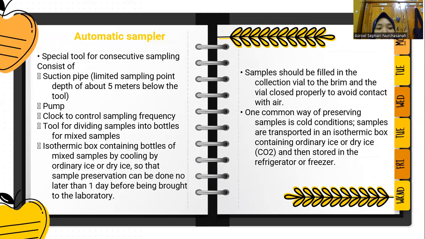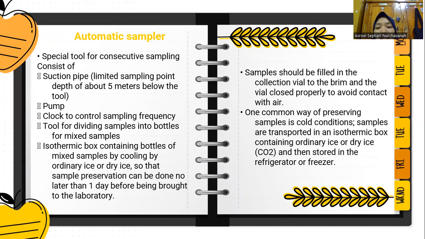Automatic sampler. A special tool for consecutive sampling consists of a sucking pipe with a limited sampling depth of about 5 meters below the tool, a pump, a clock to control sampling frequency, a tool for dividing the sample into bottles, and an isothermic box containing bottles of mixed sample, cooled by ordinary ice or dry ice, so that sample preservation can be done no later than 1 day before being brought to the laboratory.